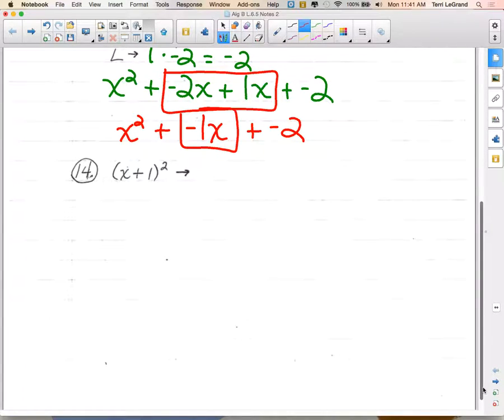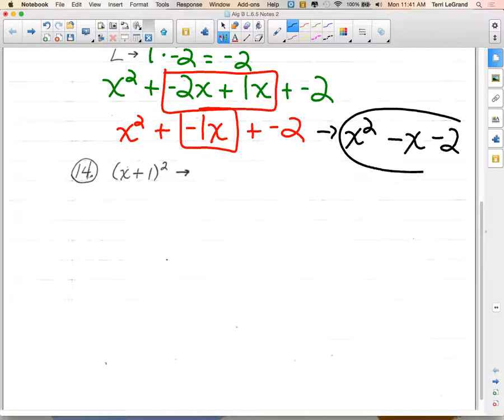And then how could this be cleaned up? X squared minus 1x, nope, x, they wouldn't even have a 1 in there in the answer bank, and then minus 2. This is how we would see it in an answer bank. We've got to know how we would see it. Okay, questions?